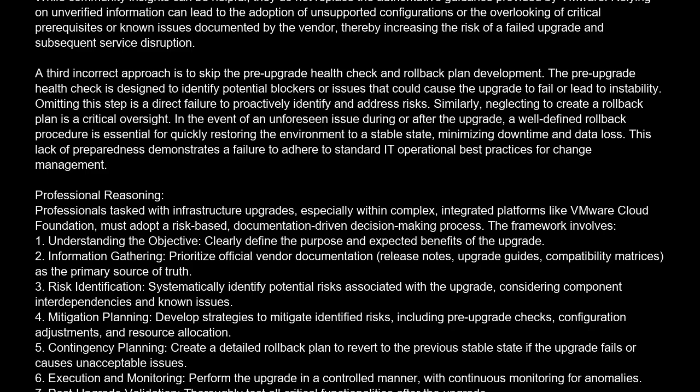documentation-driven decision-making process. The framework involves: 1. Understanding the objective. Clearly define the purpose and expected benefits of the upgrade. 2. Information gathering. Prioritize official vendor documentation, release notes, upgrade guides, compatibility matrices as the primary source of truth. 3. Risk identification. Systematically identify potential risks associated with the upgrade, considering component interdependencies and known issues. 4. Mitigation planning. Develop strategies to mitigate identified risks, including pre-upgrade checks, configuration adjustments, and resource allocation.